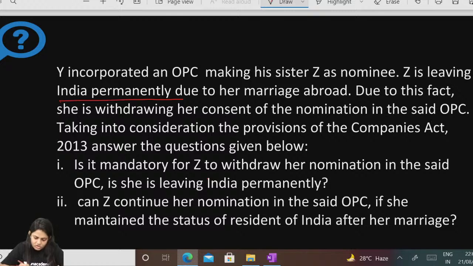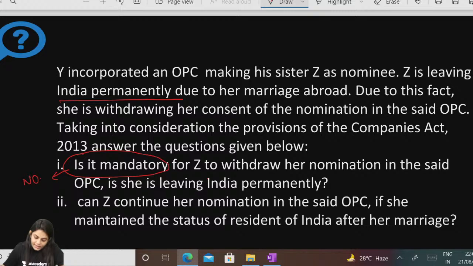Taking into consideration, is it mandatory for Z to withdraw her nomination? They are asking, is it mandatory? No. Because an Indian citizen who is not a resident of India can also be a nominee. Is this clear or not?